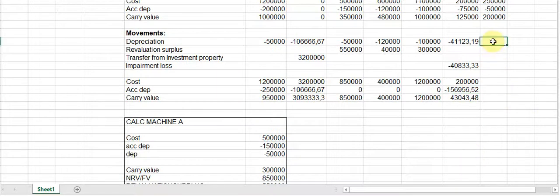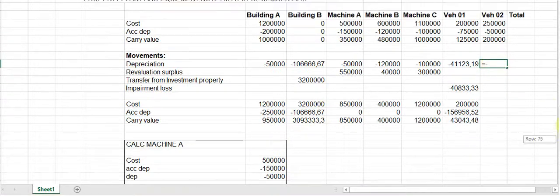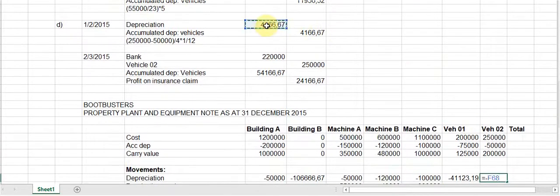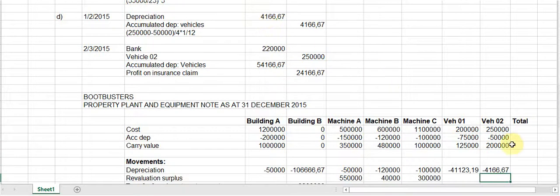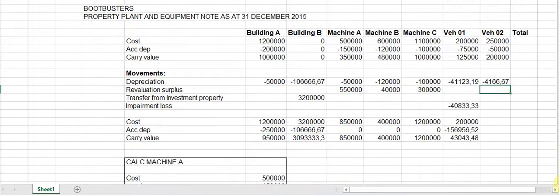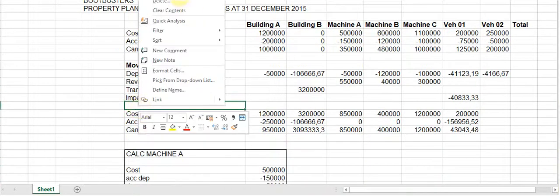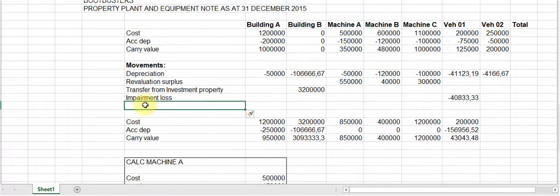Righty, then for vehicle number 2, vehicle number 2 was stolen. So we had recognized some depreciation on it, which is accounted for. And then we need to de-recognize it. So we're going to say here, need to just insert a little line here. This will be disposal at carry value. And the disposal at carry value will then be minused from this account.